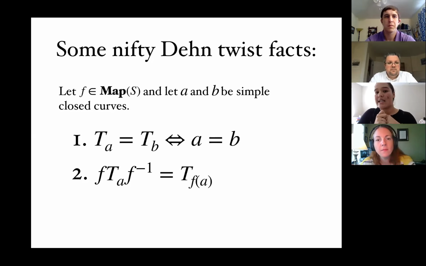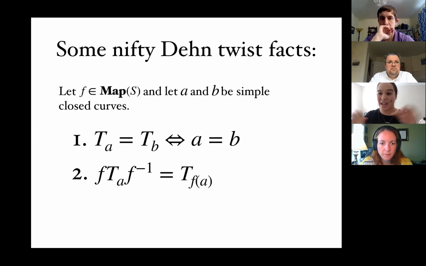And what it says is, if we have 2 curves on our surface, the corresponding Dehn twists about them will be equal only if those curves are actually equal. So you're not going to twist about 2 different curves and get the same map unless you actually twisted about the same curve to start with. So that's good. That's kind of what you would want.